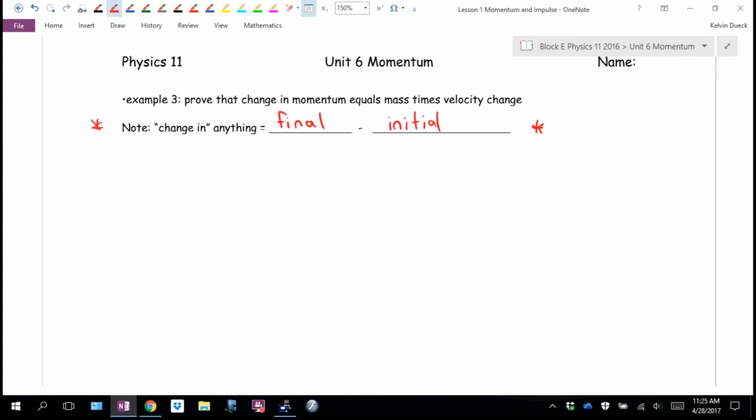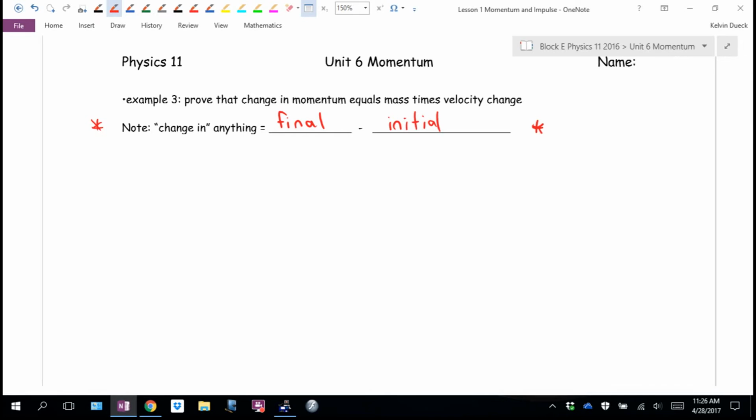Next year I'll be asking you to find the change in magnetic field. I'm really saying find the final magnetic field, find the initial magnetic field, and subtract them. Next year I'll ask you to find the change in momentum. I'm really saying find the final momentum and the initial momentum and subtract them. I'll ask you to find a bunch of change-ins.